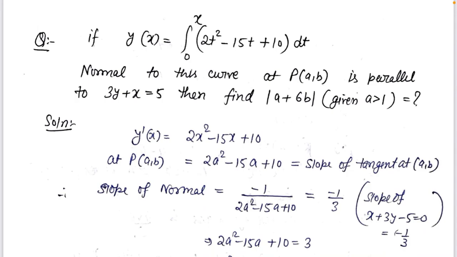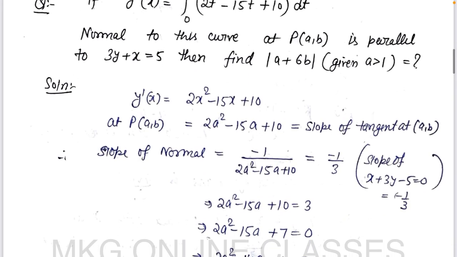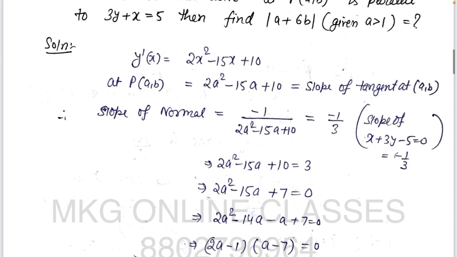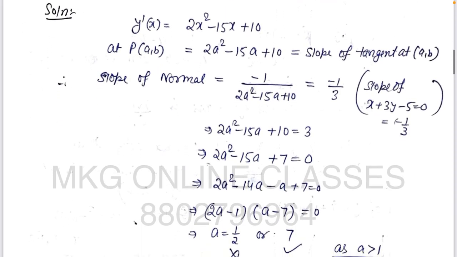Okay, so the slope of the normal will be minus 1 upon 2a square minus 15a plus 10, which is equal to the slope of the line. The line given is 3y plus x equal to 5, that means x plus 3y minus 5 equal to 0. The slope of this line is minus 1 upon 3. So minus 1 cancels. So 2a square minus 15a plus 10 equal to 3. So 2a square minus 15a plus 7 is equal to 0.